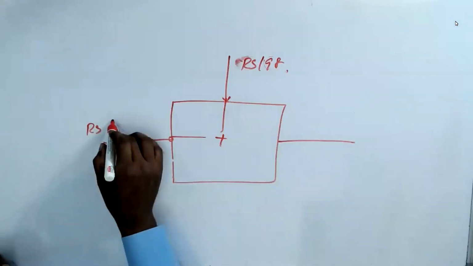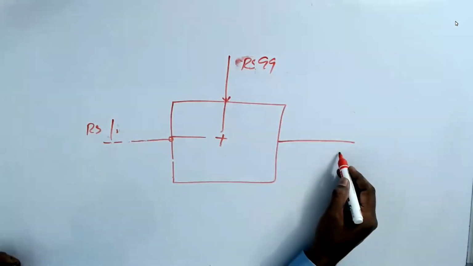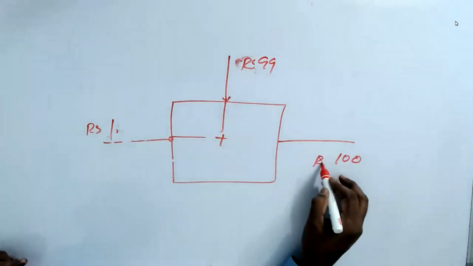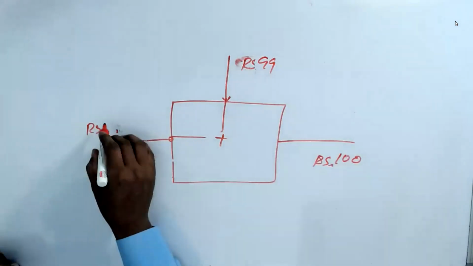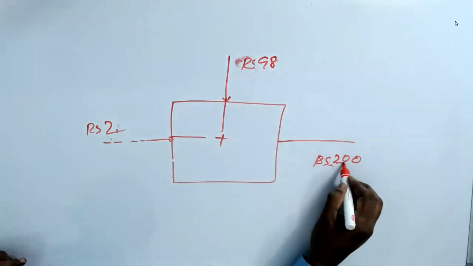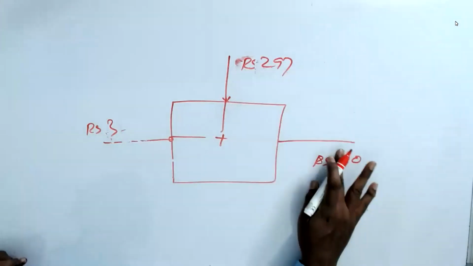If you give 1 rupee, I give 99 rupees, and what do you get? You get here 100 rupees. If you give 2 rupees, I give 198 rupees. You add here, you get here 200 rupees. If you give 3 rupees, I give 297 rupees. You get here 300 rupees.